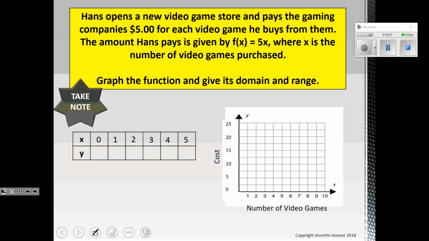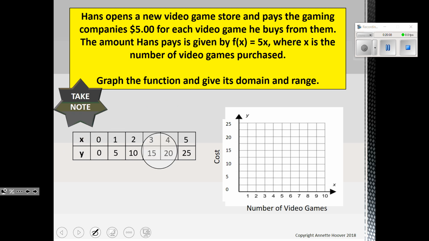And now we're going to plug it into the function, which was f of x. Remember, that's in function notation. It means the same thing as the y, just written in function notation, is 5x. So we're just going to plug 0 into x. So this would be 5 times 0, which of course is 0. 5 times 1, which of course is 5. 5 times 2, which is 10, 5 times 3, 5 times 4, and 5 times 5.